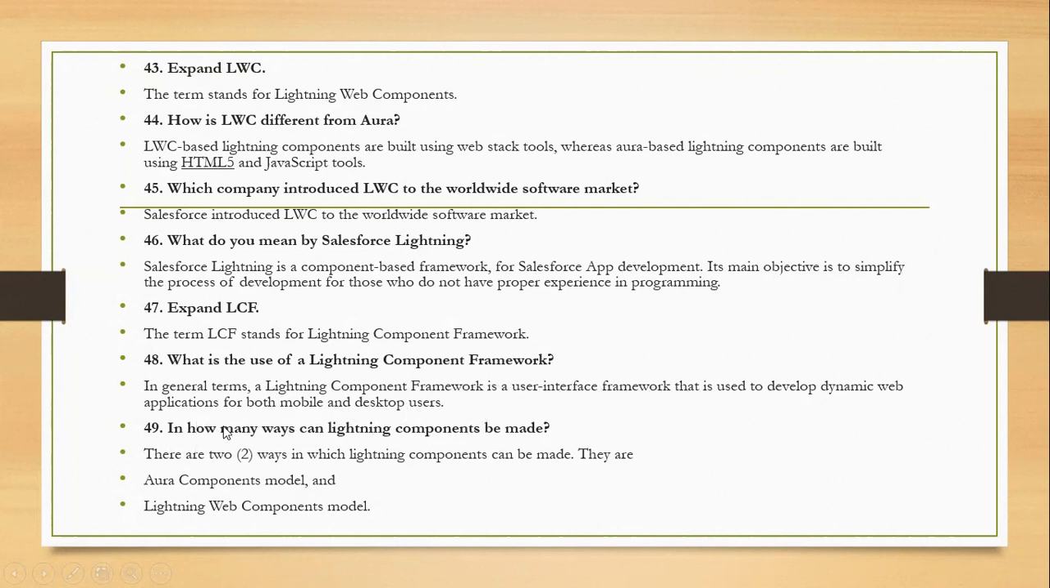Next question, in how many ways can Lightning components be made? There are two ways in which Lightning components can be made. They are the Aura components model and the Lightning web components model.